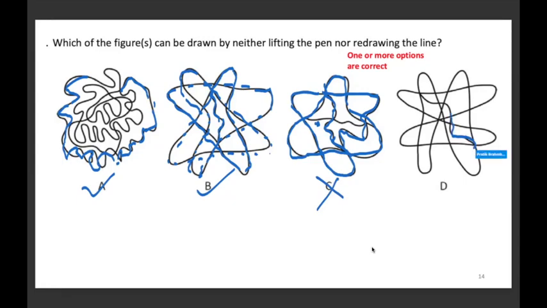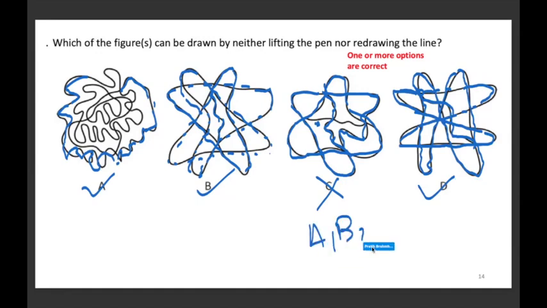Option D. In case of option D, we do this, and we are still not repeating, and then from here we shift to the other loop, which is there. Then we complete the whole thing. So D is also possible. The correct answer is A, B, and D. All three are correct here.